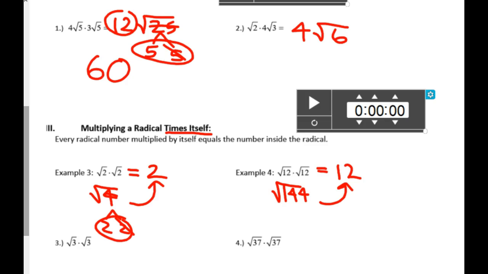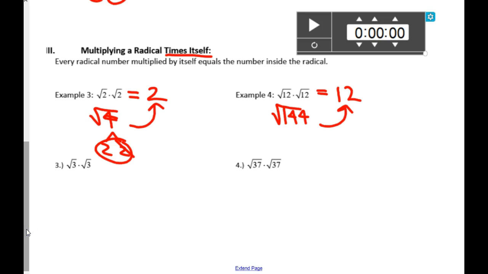Right. So square root of 3 times square root of 3 is what? Very good. Square root of 37 times square root of 37 is 37. This stuff should be easy. The thing you just have to do is remember it. Otherwise, you might end up doing this whole step, which is not terrible, but again, square root times itself removes the square root sign. That's what we know. And let's take that to the next page.